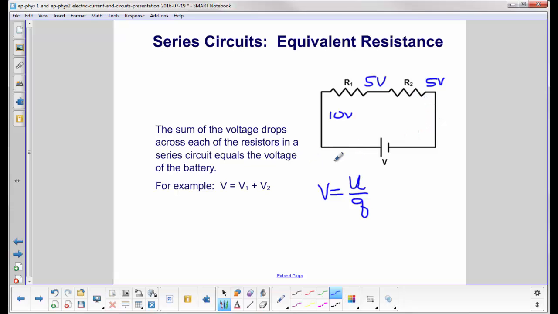So what we have, due to conservation of energy, is the total voltage that was delivered by the battery, the amount of energy. Some of it got used up here. Used up is a bad word. Some of it got transferred to other forms of energy, and some got transferred to other forms of energy here. So the total voltage delivered by the battery equals V1 plus V2, commonly called the voltage drop across R1 and the voltage drop across R2.